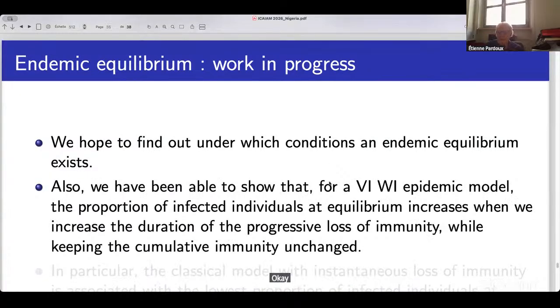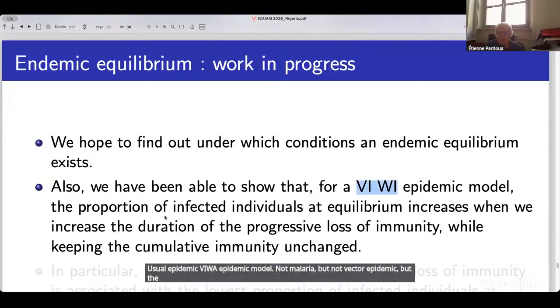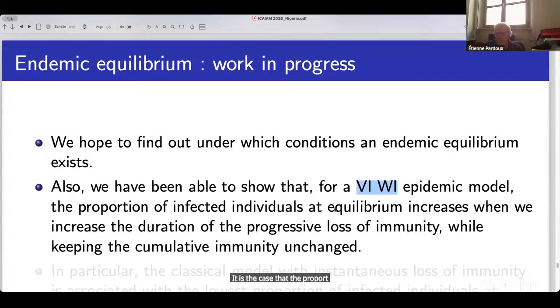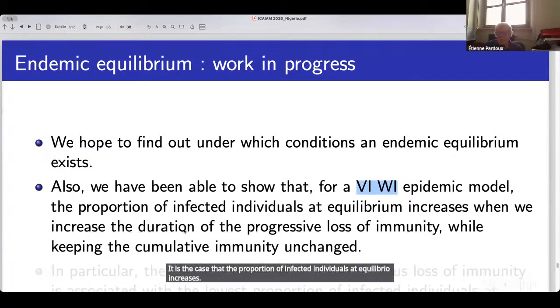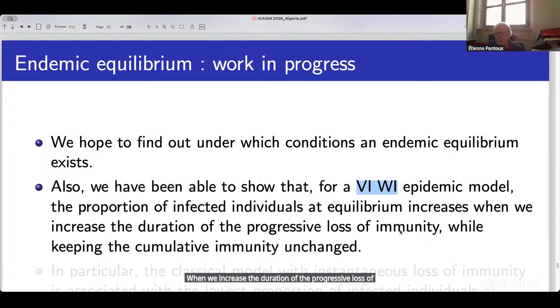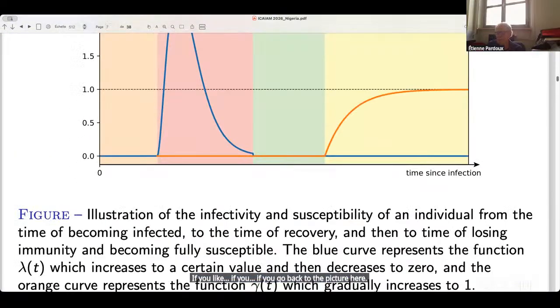Now, there is a result which we have proved for the usual epidemic model, not malaria, not a vector epidemic, but the usual epidemic. It is the case that the proportion of infected individuals at equilibrium increases when we increase the duration of the progressive loss of immunity. If you go back to the picture here, you could simplify by putting a straight line, an oblique straight line, and then one.